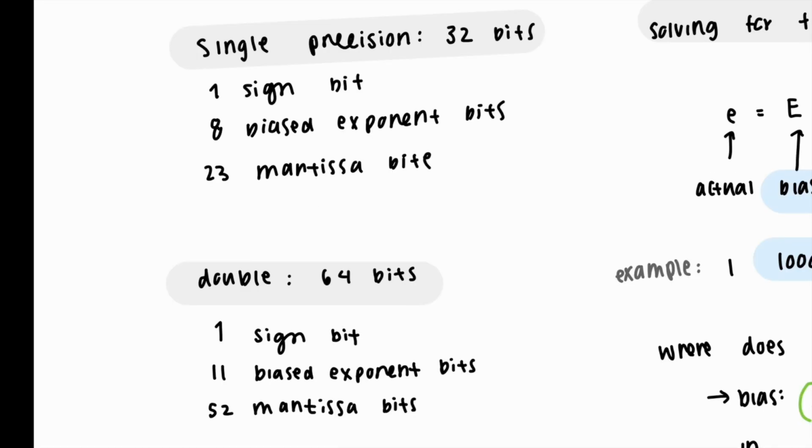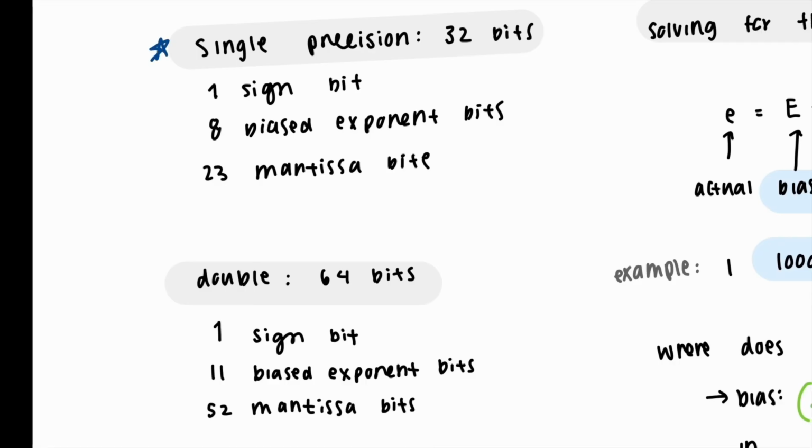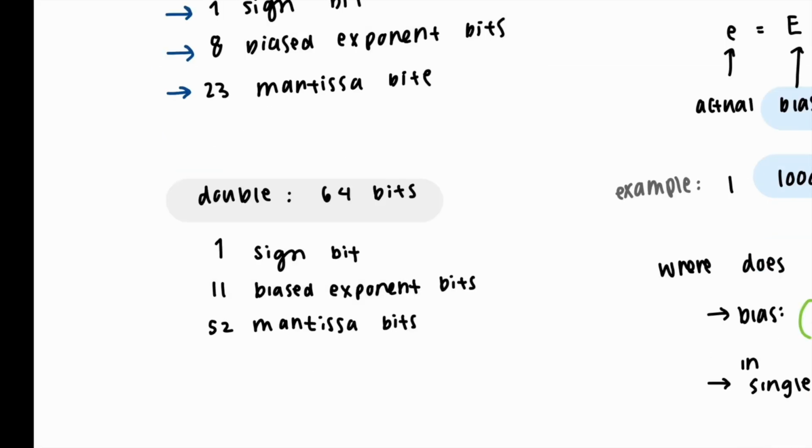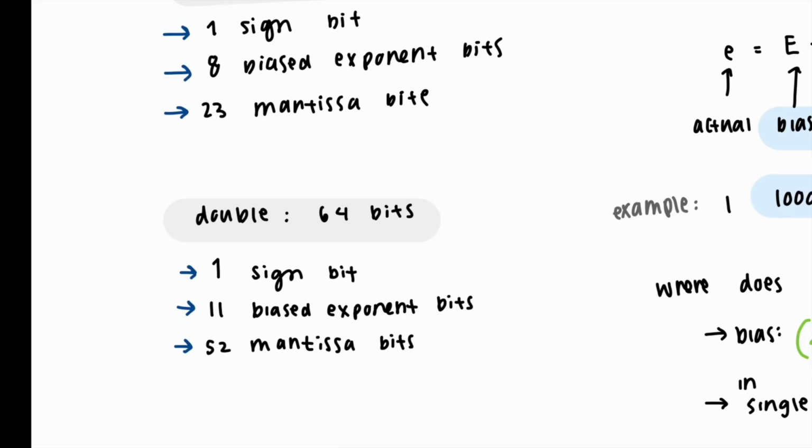In IEEE, we have two different systems: single precision, which consists of 32 bits, and double precision, which consists of 64 bits. Today, we will mainly be working with single precision. As a reminder, we have one sign bit allocated in the front, 8 bits for the biased exponent, and then 23 bits for the mantissa. In our double precision, we have more bits to express our biased exponent and our mantissa bits. The number of bits we assign to the sign is the same, which is 1.